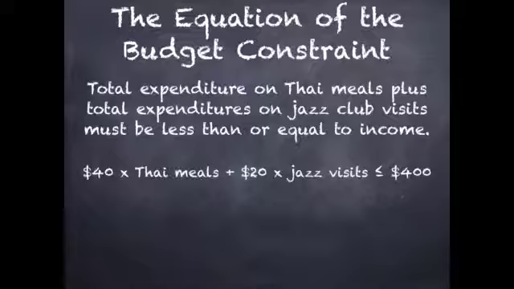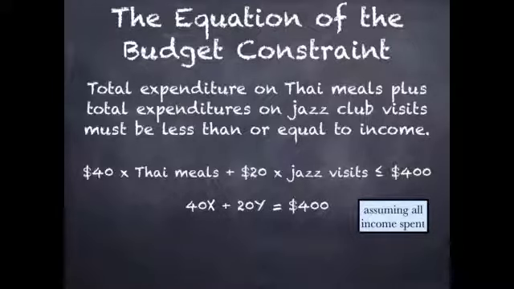Right? So the Thai meals were $40 a piece. If we multiply that 40 by the number of Thai meals and add that to the product of the $20 it costs for jazz visits multiplied by the number of jazz visits in total, that amount has to be less than or equal to the $400 that's available for this person to spend.